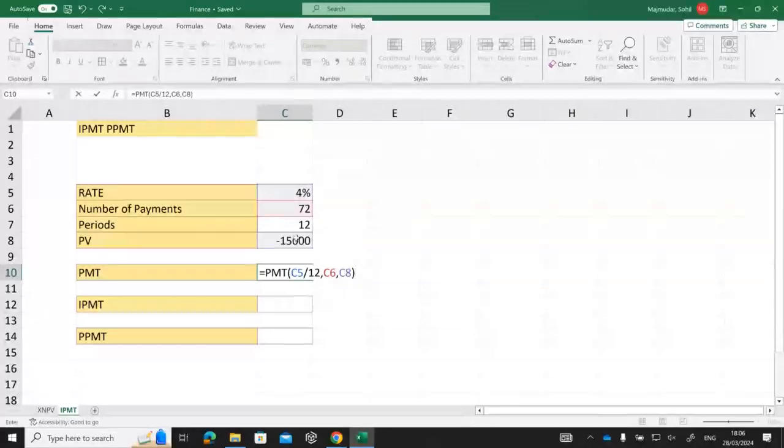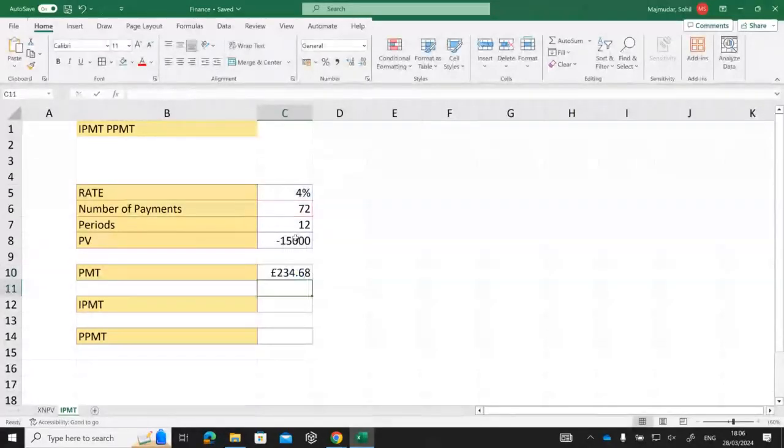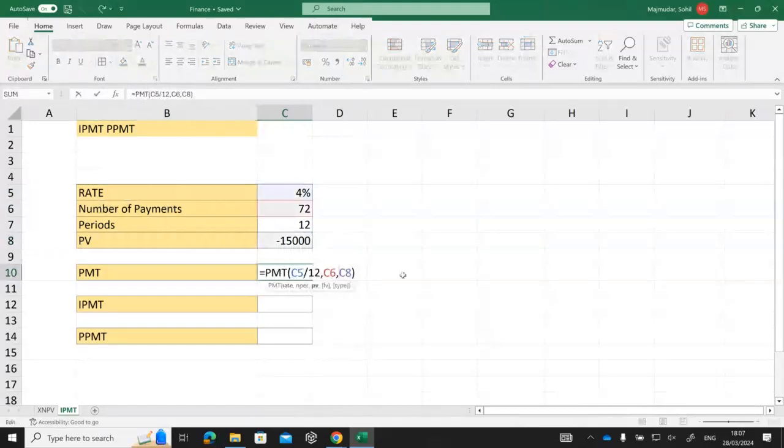And press enter. So look at that. If you decide to take this loan, your monthly payment will be $234. The only thing to remember here is your present value should be negative. So if it's a word problem and you make this table, make sure your present value is either negative here or in the formula you put a negative there, whichever. Your present value has to be negative.